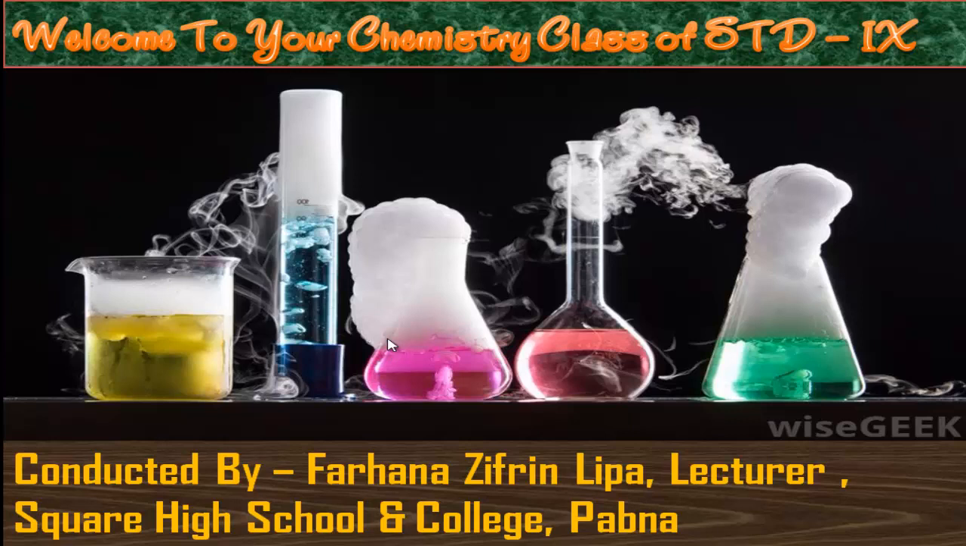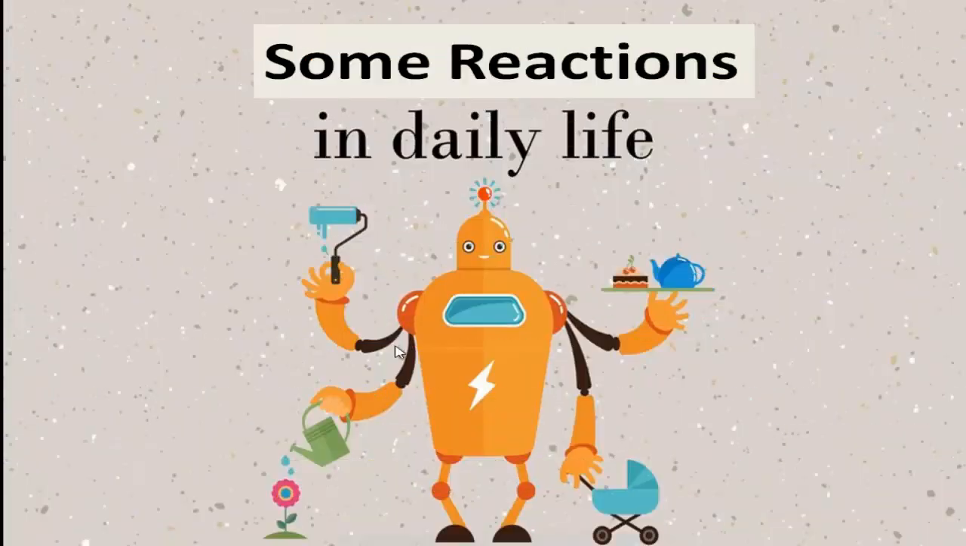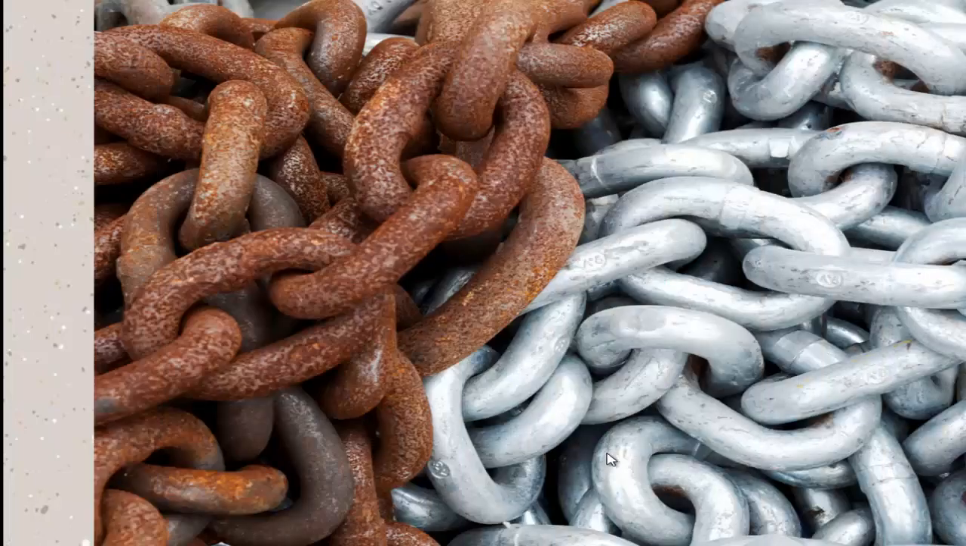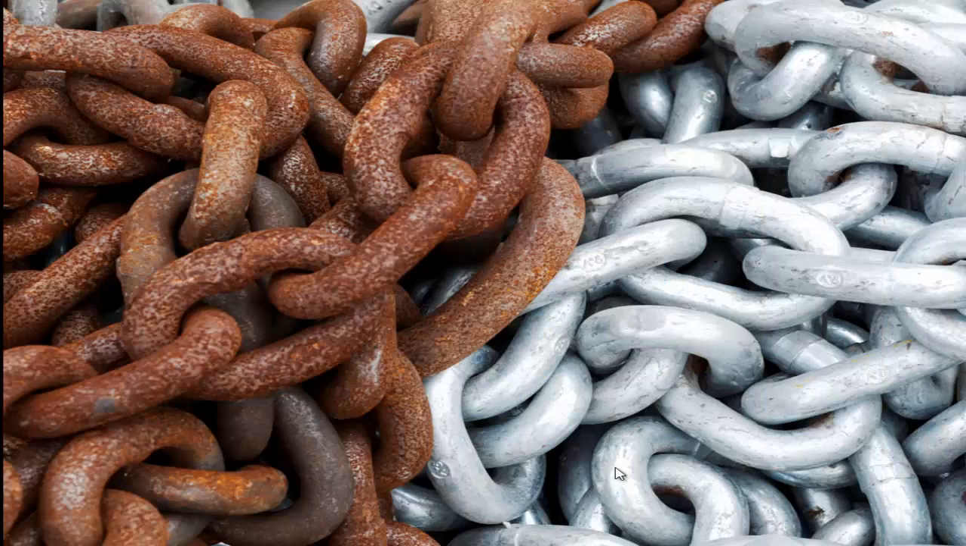Today, I will discuss some reactions which happen in daily life. Follow this picture. Can you guess anything? Yes, this is the picture of rust formation on an iron substance, isn't it? You have known about this rust formation in your previous classes. Today you will review this matter again. So let's start the class.